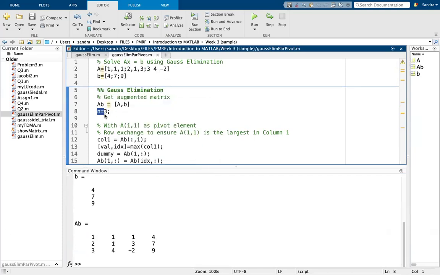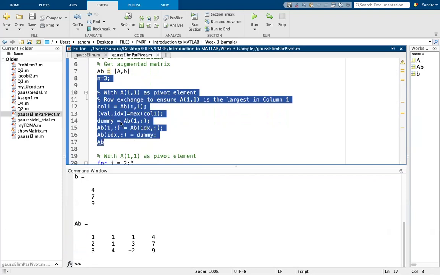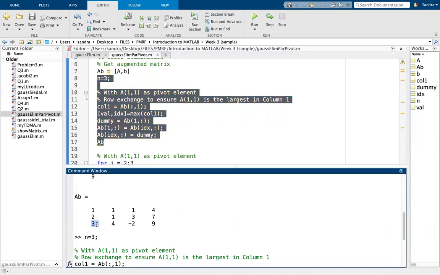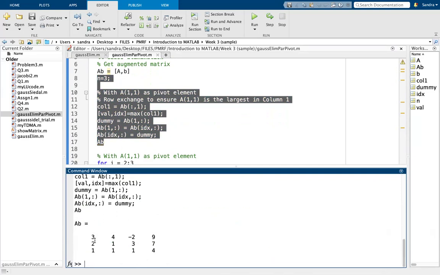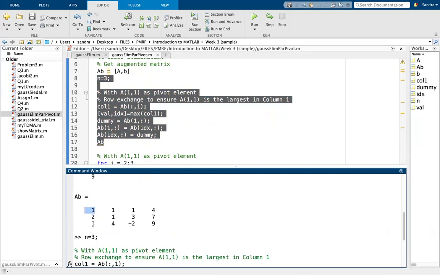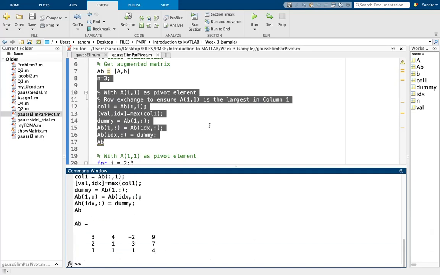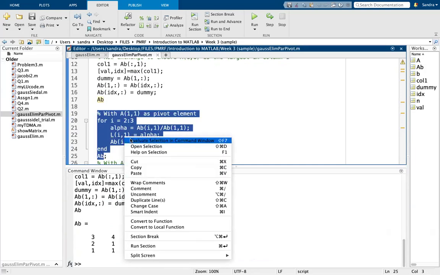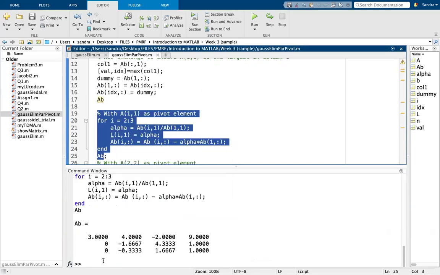Now, this is your AB. Earlier in the AB, the maximum element was 3. I would like to have 3 here. Now what I do, I exchange, and it became 3, 2, 1, 4, 1, 1. Basically this row and this row I exchanged. Then I do the Gauss elimination. It became 0, 0.